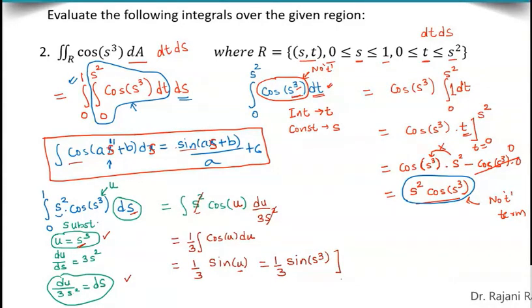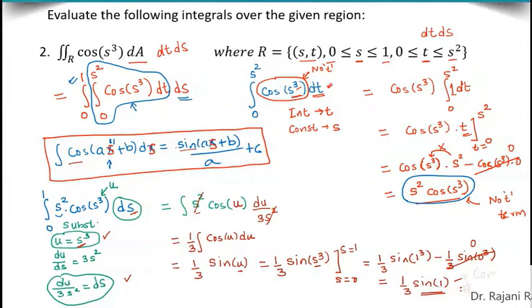Now the limits of s vary from 0 to 1. This gives you 1 over 3 sine of, when we replace s by 1, 1 power 3, minus 1 over 3 sine of 0 power 3. Sine of 0 is 0, so this total term becomes 0. So the final answer is 1 over 3 sine of 1. You should remember that the final answer should always be a constant. If you are getting a variable here, it means you made a mistake somewhere.